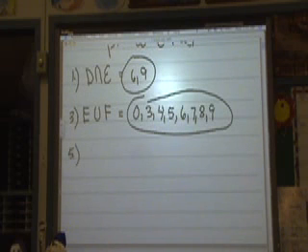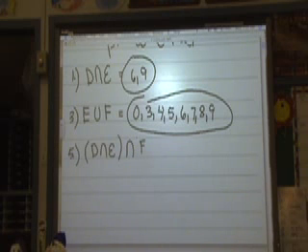Number 5, it says D intersection E, find that, and intersect that with F. So find D intersection E. That would be what two numbers? Maria? 9 and 6. Intersect that with F. Of those two numbers, is one of them in F? Or both? 6. The 6 is.